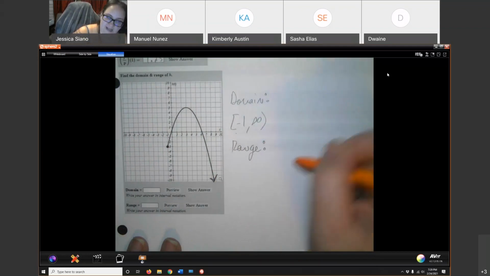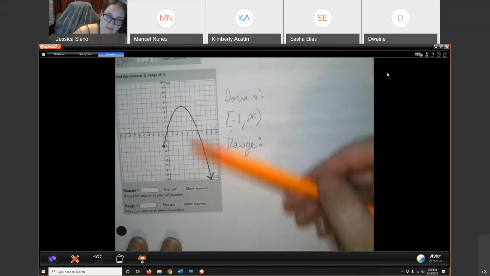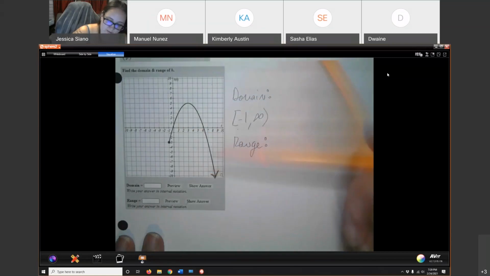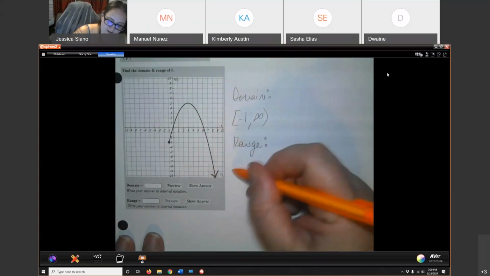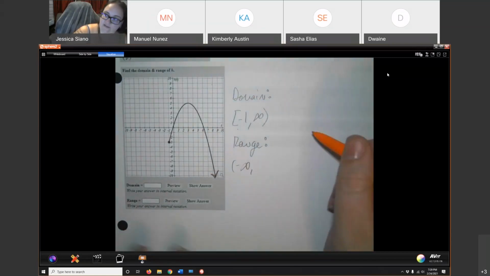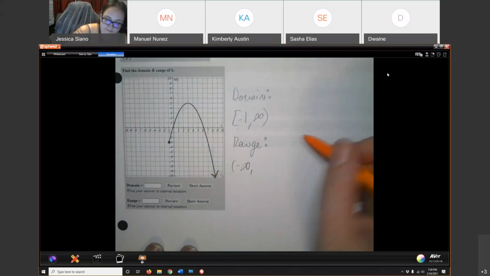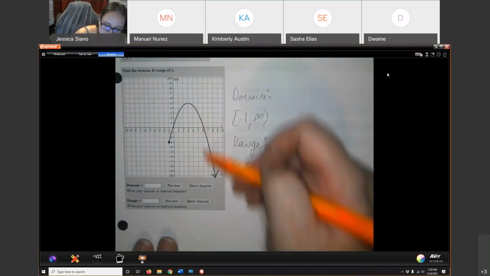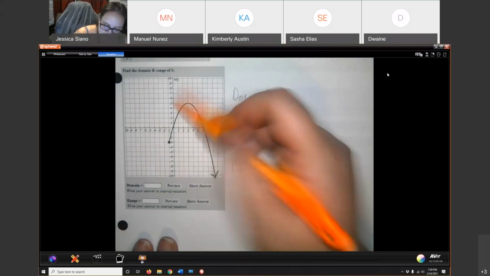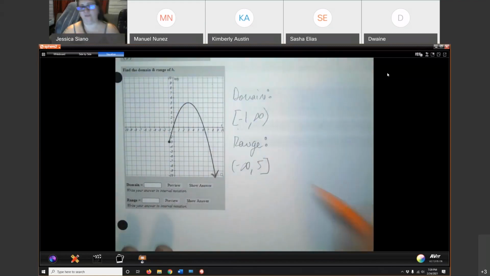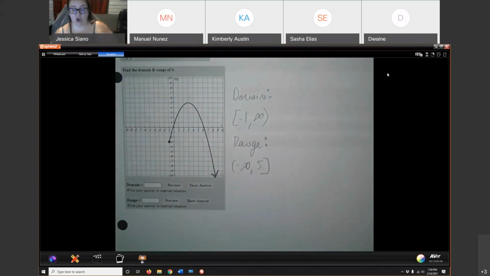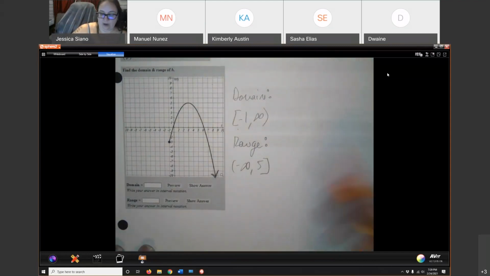And then my range is bottom to top. So my arrow here is going down forever, so that means -infinity. And the top of this is at 5 on the y. Now, if you are at a value actually on the line, then you put a bracket.